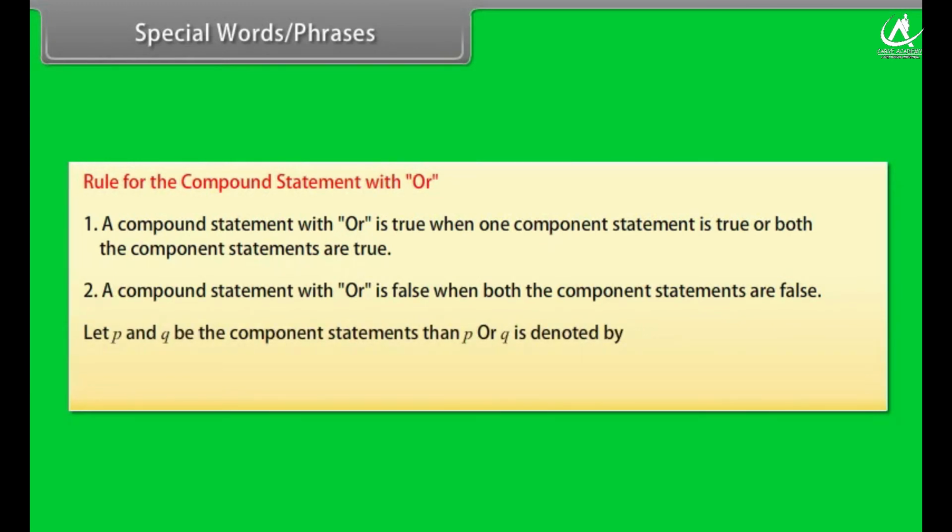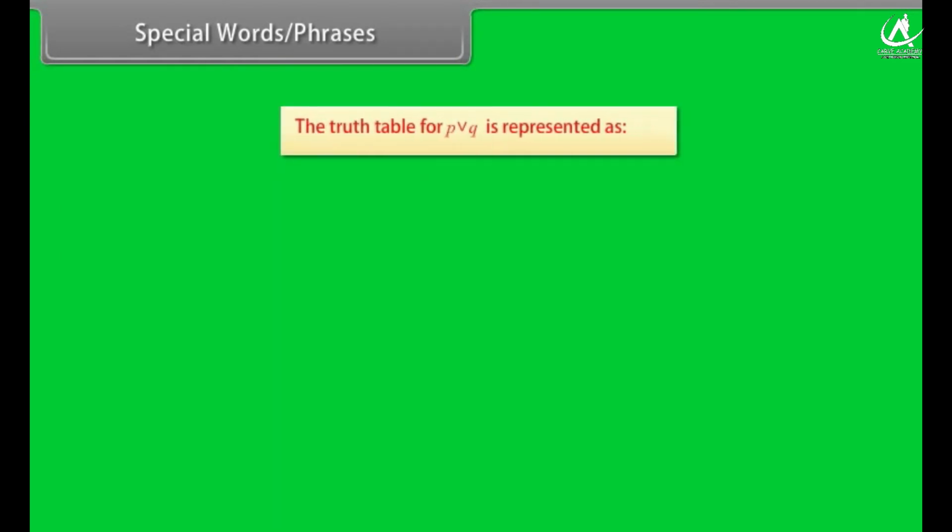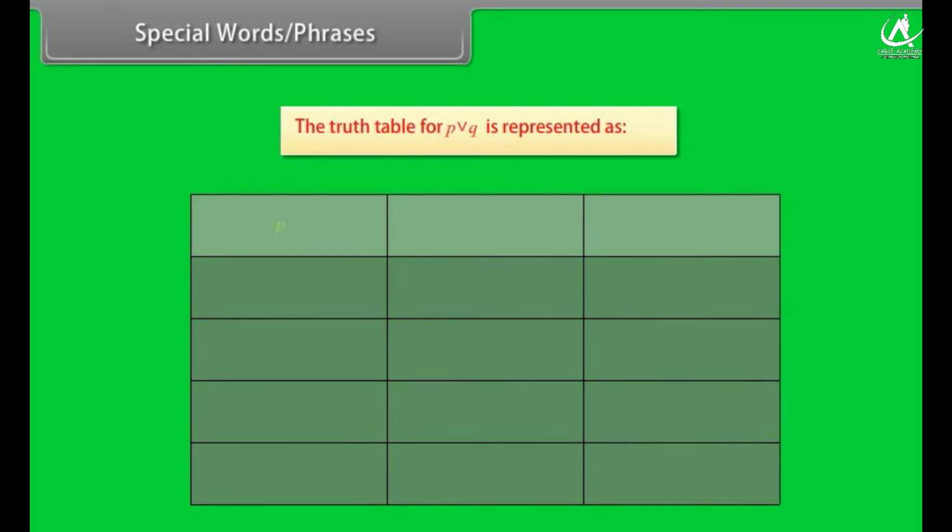Let P and Q be the component statements, then P or Q is denoted by P ∨ Q. The truth table for P or Q is represented as: for P true and Q true, the P or Q is true. For P true and Q false, the P or Q is true. For P false and Q true, the P or Q is true. For P false and Q false, the P or Q is false.